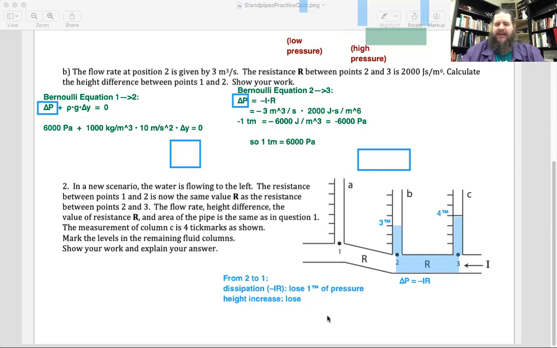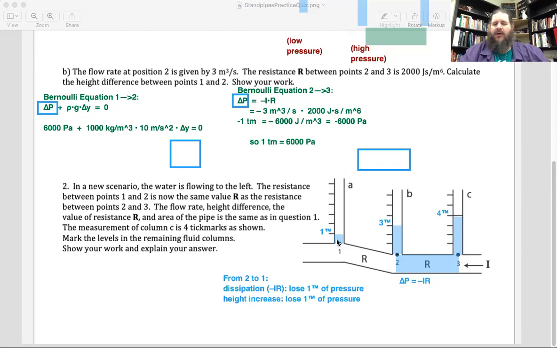We saw this back in part 1A. Yeah, that was also 1 tick mark worth of difference. Based on what we saw in part 1A, there's a 1 tick mark difference between 1 and 2 due to height. So from 2 to 1, we're losing 1 tick mark of pressure associated with the height increase, but we're now also losing 1 more tick mark of pressure related to the dissipation increase. So what should be the final pressure at location 1, if we combine these losses? Yeah, we had 3 tick marks, we lose 2 tick marks of pressure, we're now down to just 1 tick mark of pressure. So final pressure at location 1 should just be 1 tick mark of pressure.